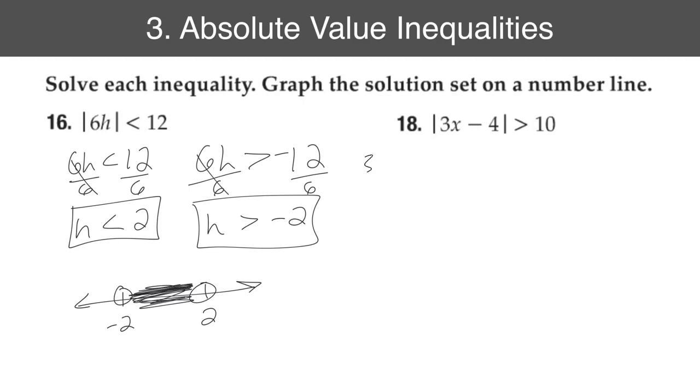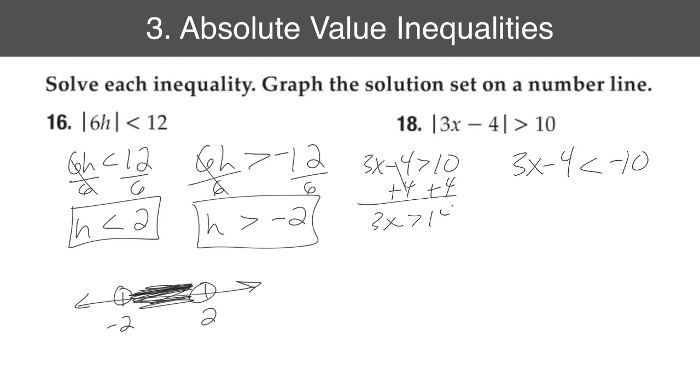So on the first one, it's going to be 3x minus 4 is greater than 10. Again, just get rid of the absolute value bars, write it the way it looks. The second one, you're going to flip that symbol around and make it a negative 10. Now just solve both of those. I'm going to add 4. I get 3x is greater than 14. And then I divide by 3.